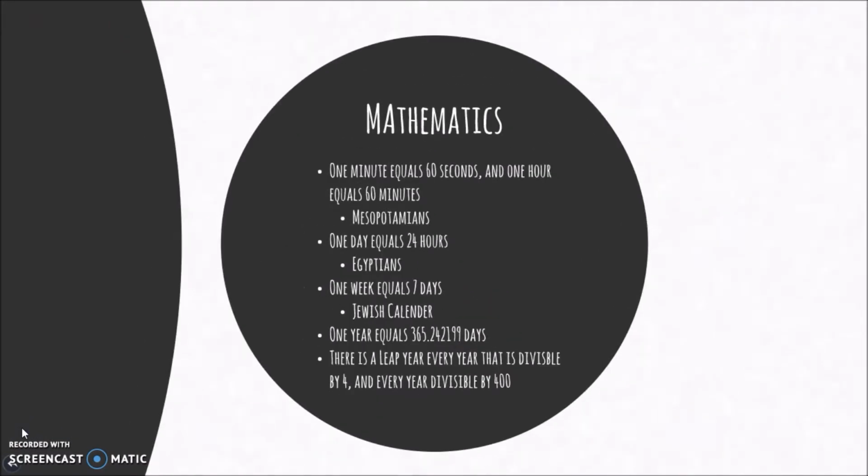Mathematics. 1 minute equals 60 seconds. 1 hour equals 60 minutes. We got that from the Mesopotamians. 1 day equals 24 hours. We got that from the Egyptians. 1 week equals 7 days. We got that from the Jewish calendar. 1 year equals 365.242199 days. There is a leap year every year that is divisible by 4, and every year that is divisible by 400.